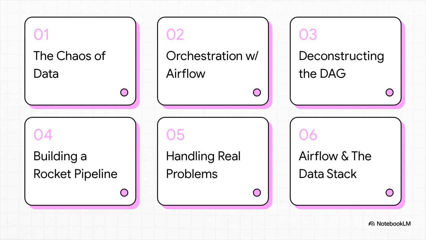So how do we get out of that loop? Well, here's our game plan. First, we'll talk a bit more about that data chaos. Then, we'll see how Airflow helps us orchestrate it. We're going to break down its most important concept, the DAG. We'll even build a cool example with a rocket pipeline. Then, we'll see how it handles things when they go wrong. And finally, where it fits into the whole data stack.